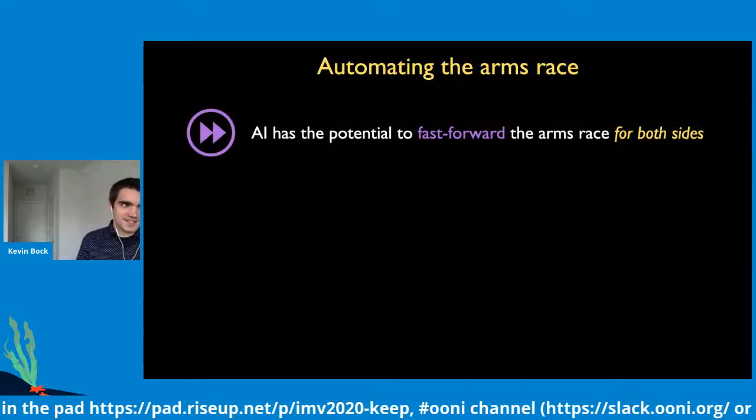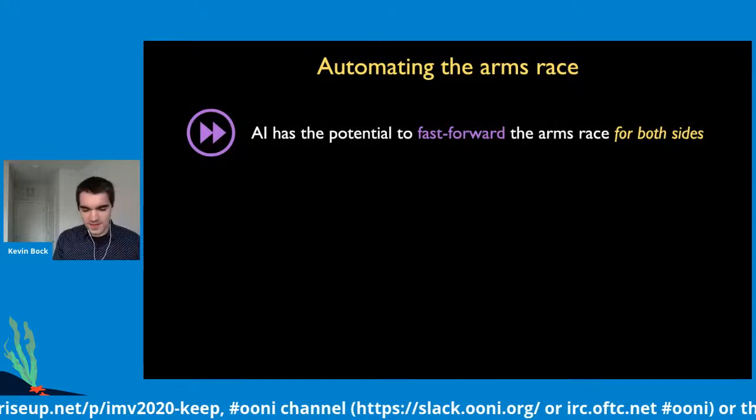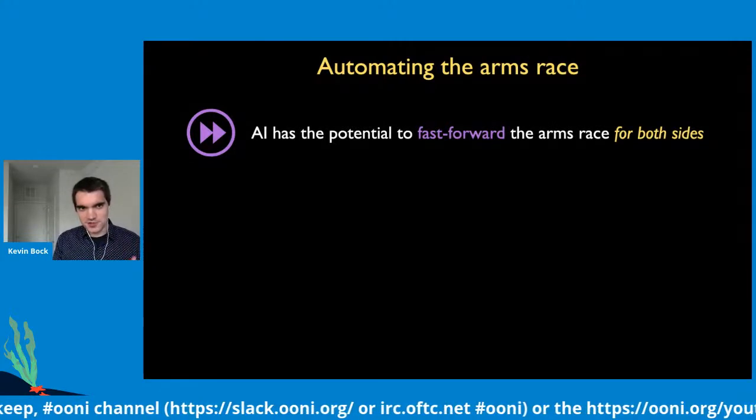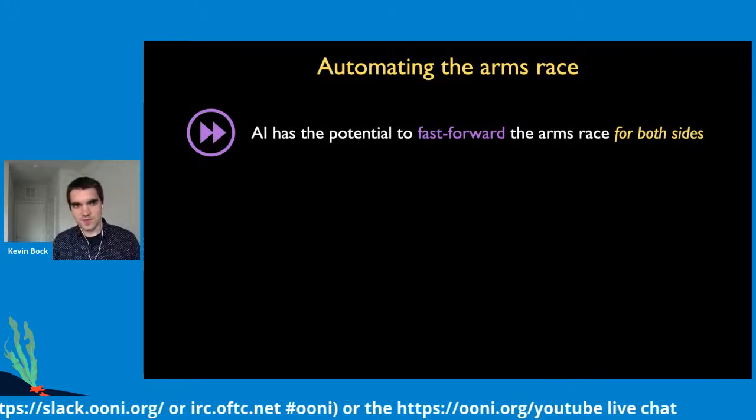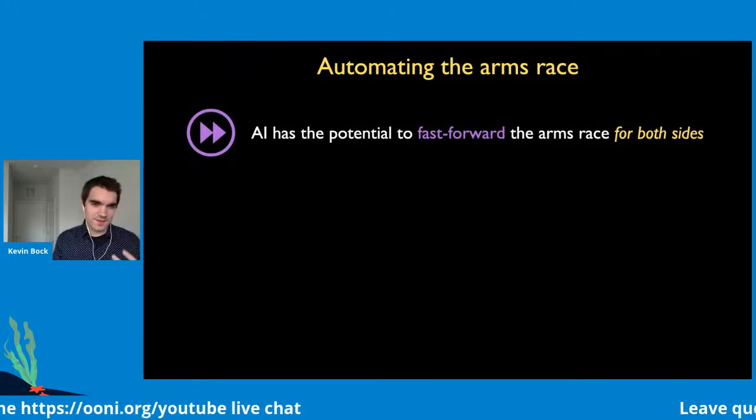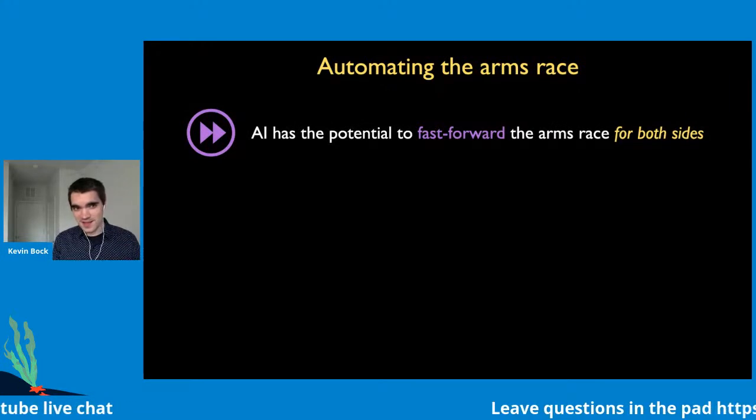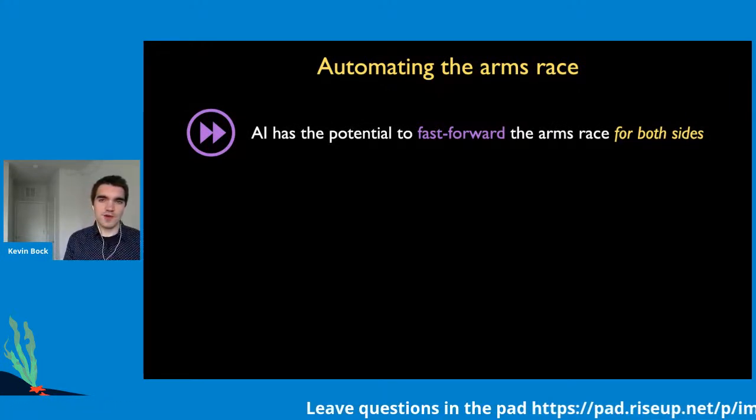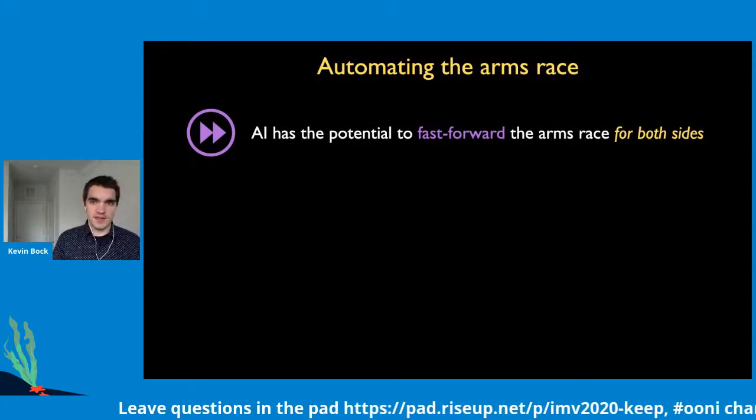As we deploy this, systems like Geneva have the potential to fast forward the arms race for both sides. So what usually would take humans many months to identify can now take hours. So the question is, where is this going?